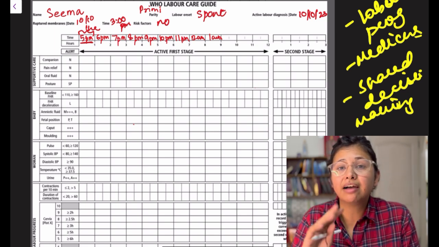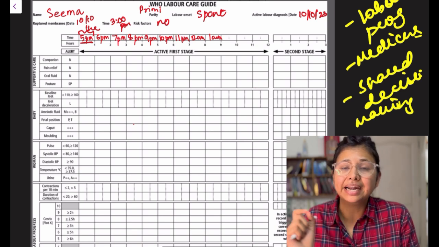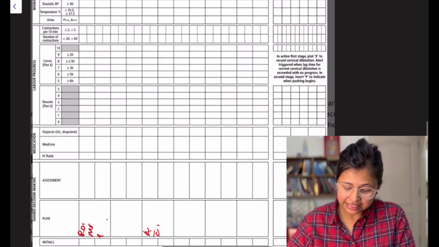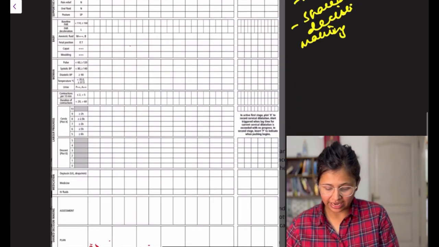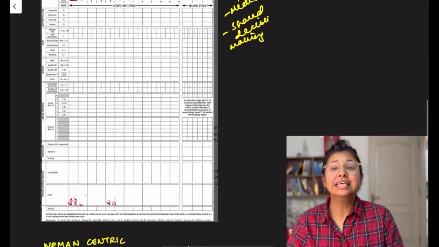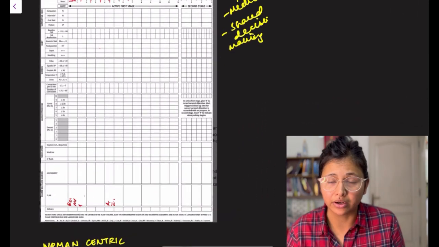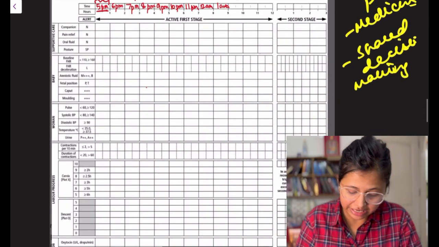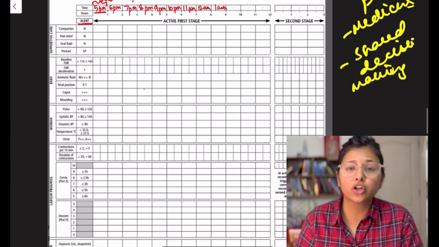So for posture, we have two acronyms, abbreviations. We have MO for mobile and SP for supine. Although the first thing that is conspicuous in this graph, if I have a bird's eye view of this, is there is no alert and action line over here. We have done away with the alert and action line, but what we have done is created a column here, which is the alert column.